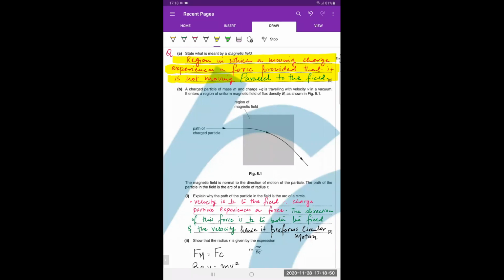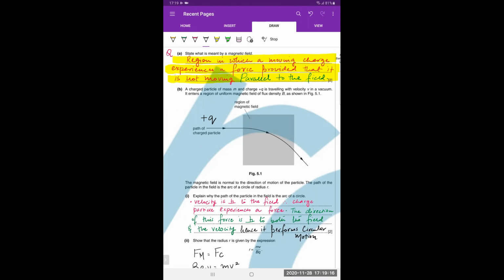Read the B part. A charged particle of mass m and charge plus q, traveling with a velocity v in a vacuum, enters a region of magnetic field of flux density B as shown.